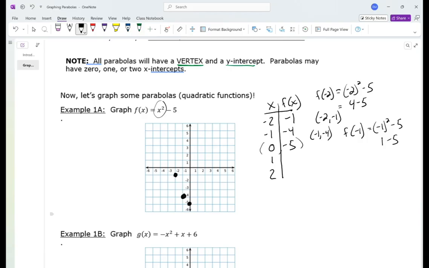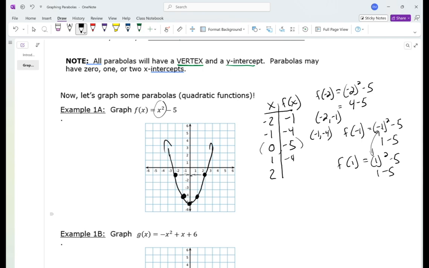The cool thing is if I plug in 1, I'm going to pretty much have the same equation, because if I square -1 versus 1, I'm going to get the same value. So I'm going to get -4. So I can see that symmetry here. So I could actually imagine that this graph is going to go right there. So I can go ahead and connect these.